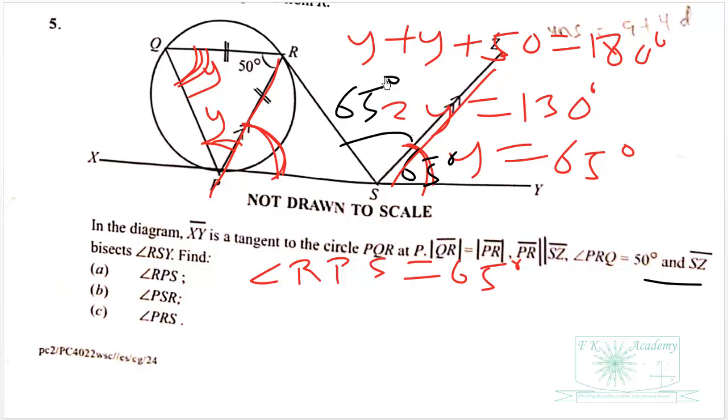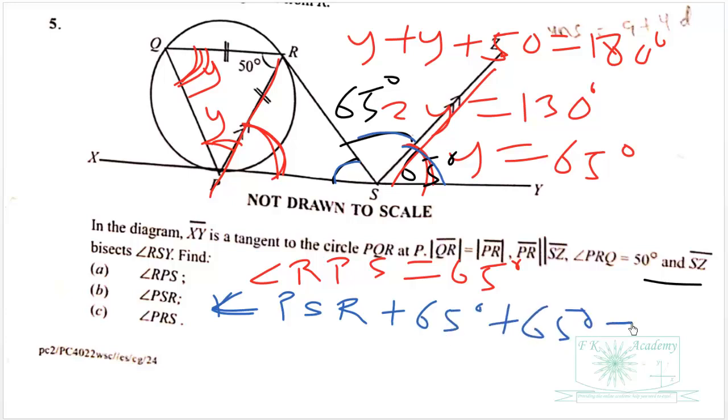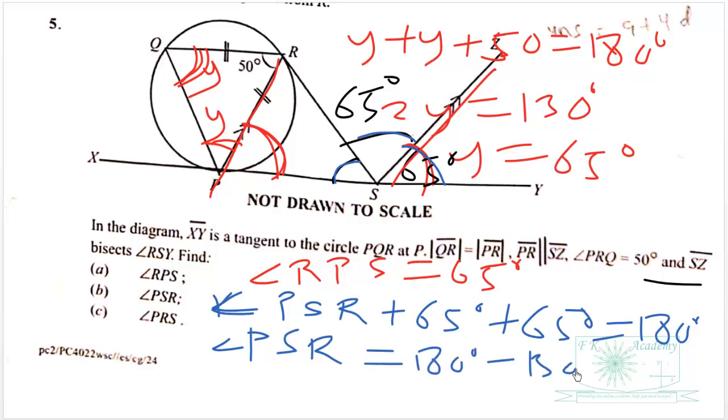So we can find angle PSR, the angle here. Angle PSR plus this should be equal to 180. So angle PSR plus 65 degrees plus 65 degrees should be equal to 180 degrees. So angle PSR will be equal to 180 degrees minus 130, which is equal to 50 degrees.